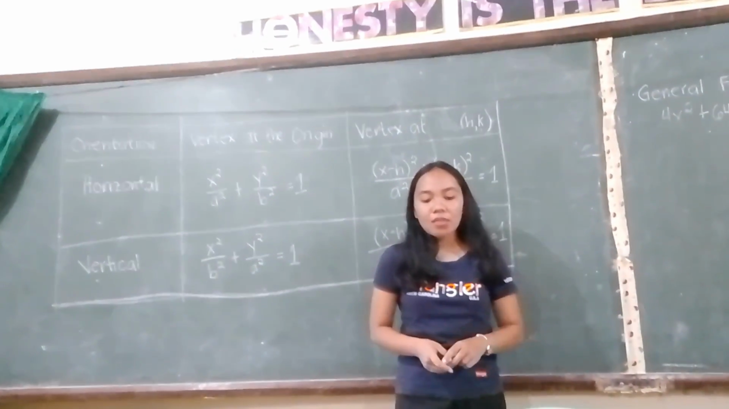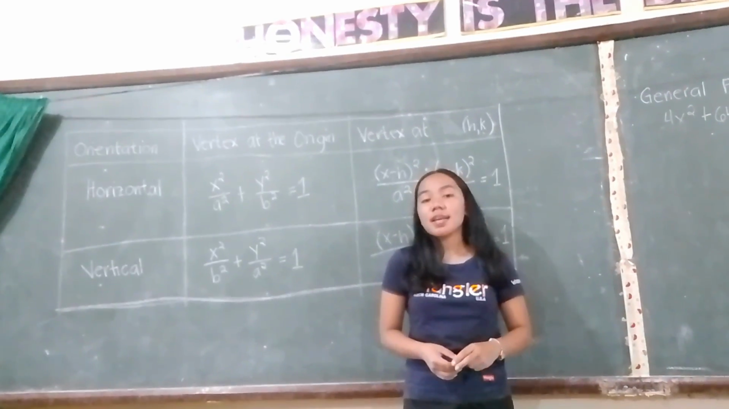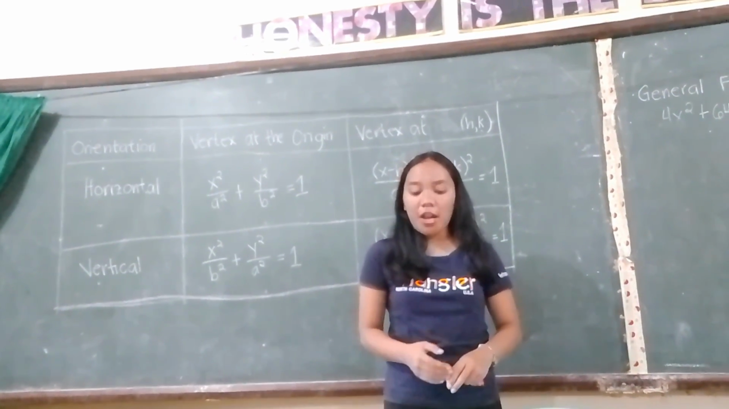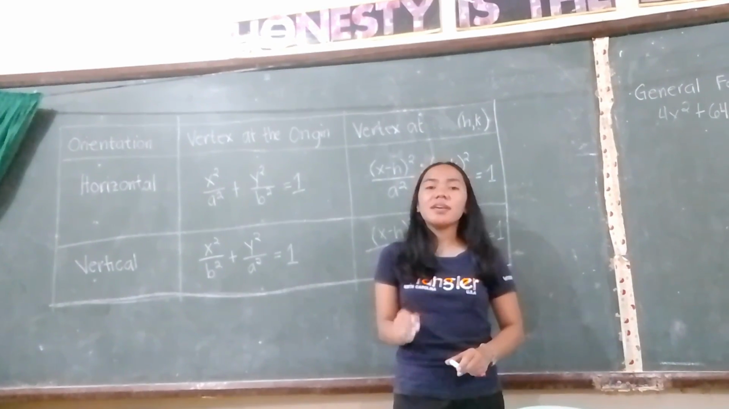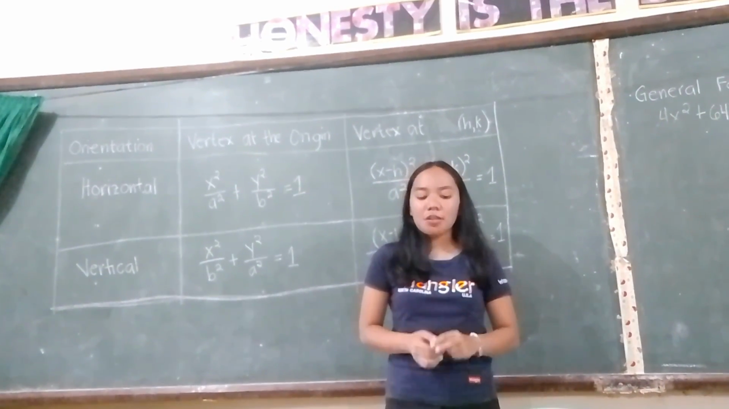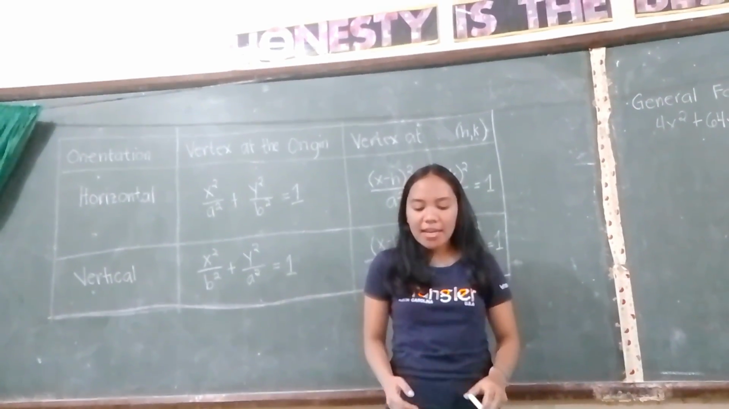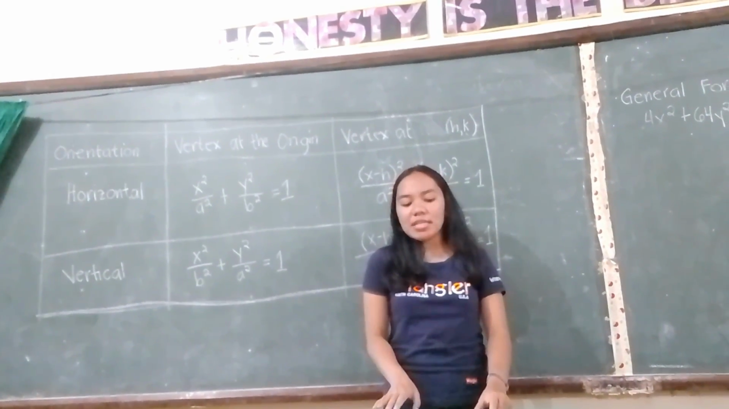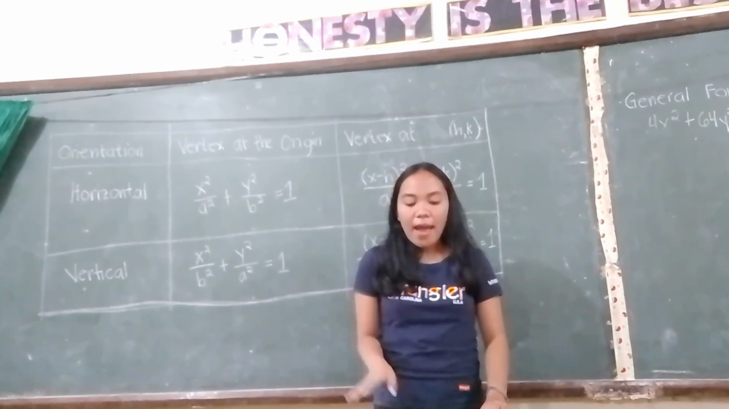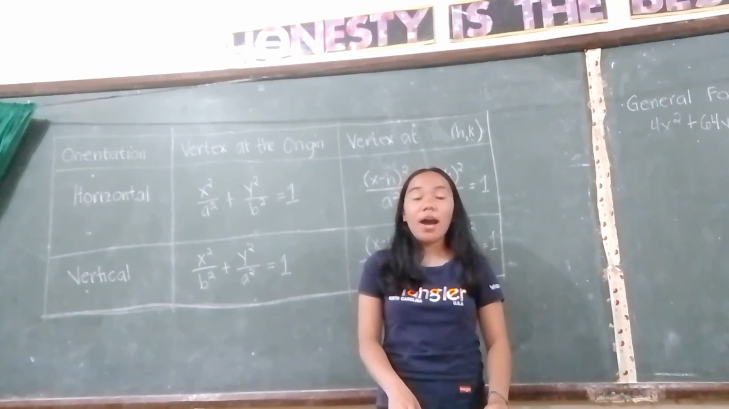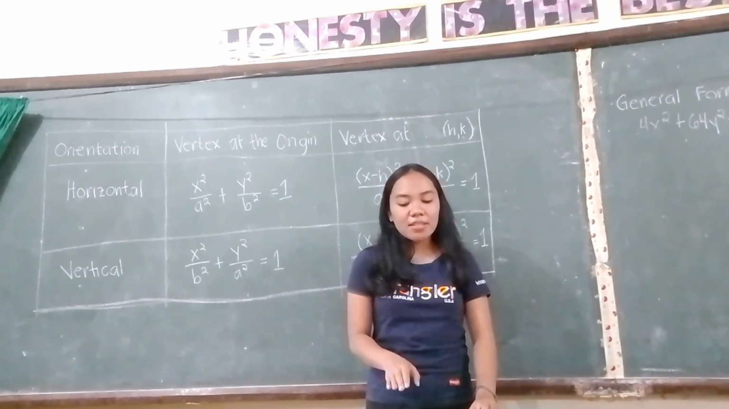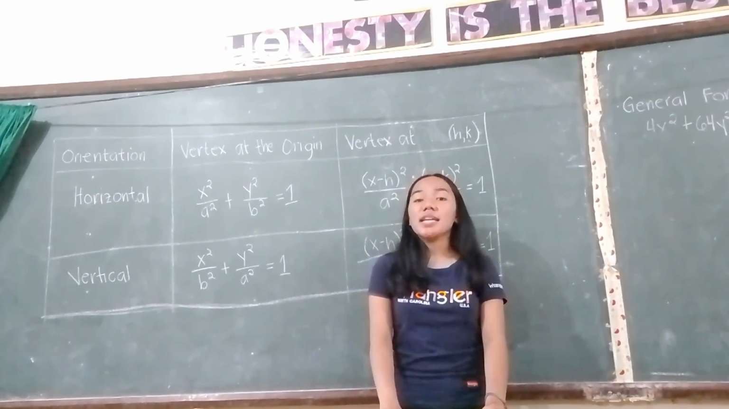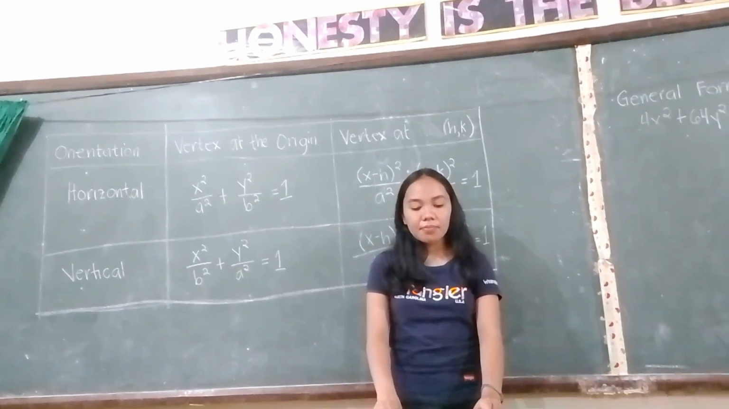We have the center. It is the intersection between the major and minor axes. We also have foci. These are two fixed points inside the ellipse which are equidistant from the center and lie along the major axis. And the singular of foci is focus.